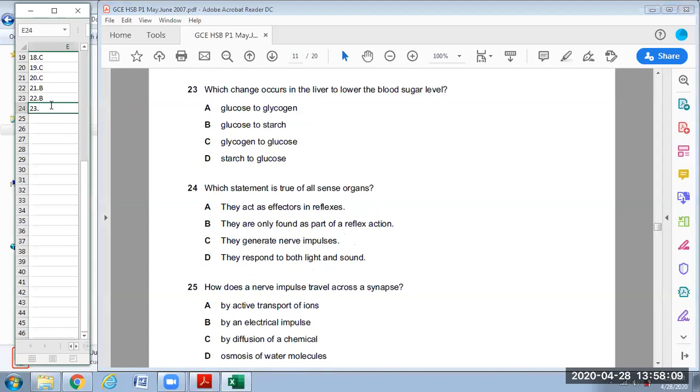Number 23. Which change occurs in the liver to lower the blood sugar level? A. Glucose will convert into glycogen by glucagon. Sorry, insulin. Insulin is the hormone which lowers the blood sugar level. So yes, the answer is A. If it's the opposite, glycogen to glucose, that's by glucagon. And that's when the blood sugar level is too low, so you need to raise the sugar level.